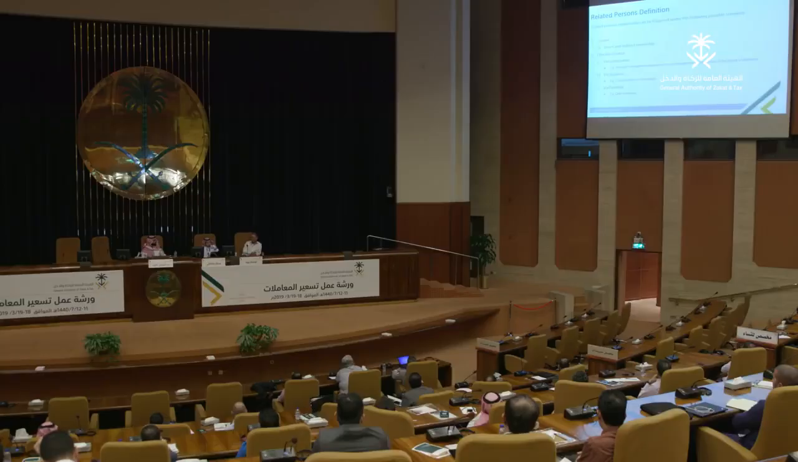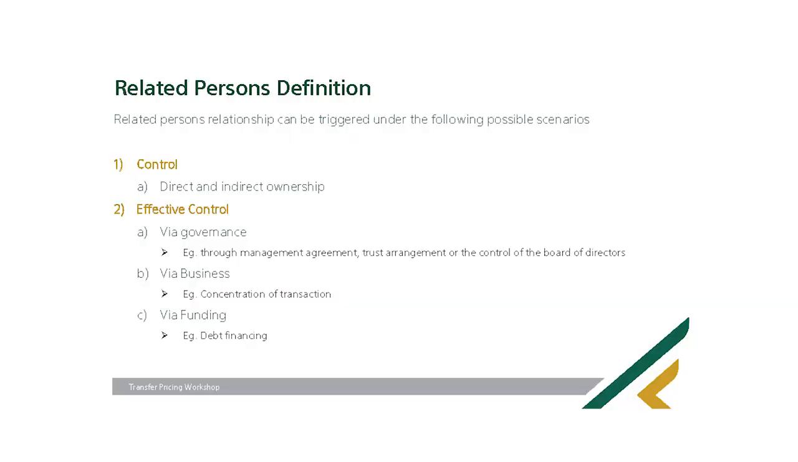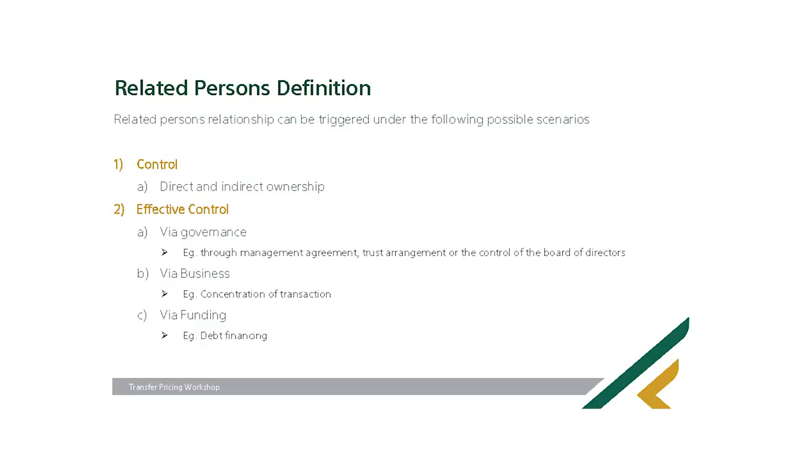Through governance, we are talking about, for example, company A owning less than 50% of company B, but somehow they can appoint 50% or more of the board of directors of that company, then there is control. The other way is through business. Let's assume company A has only one supplier, and that supplier provides all the goods to it. In this case, the supplier could have effective control over that company, and any transaction must be done on an arm's length basis. The last one is through funding, and we will come into detail about this.